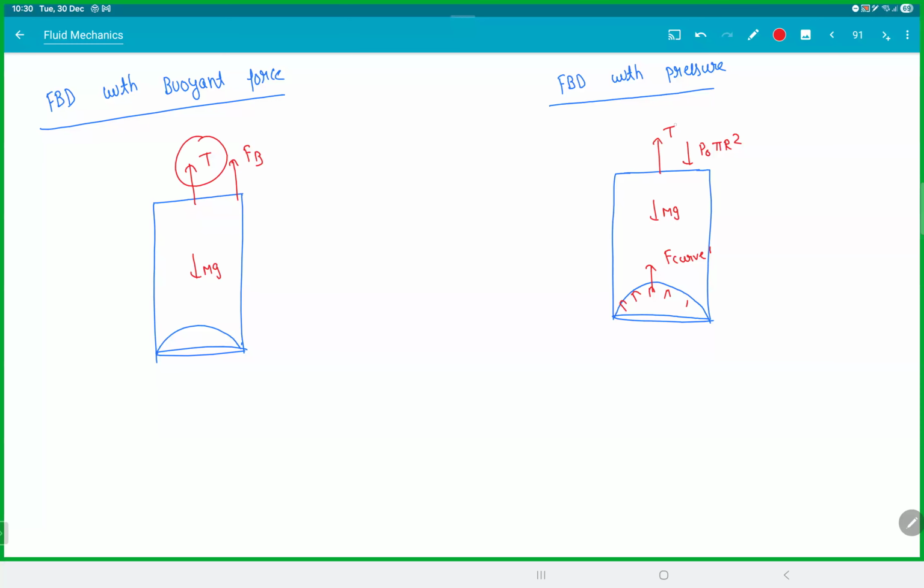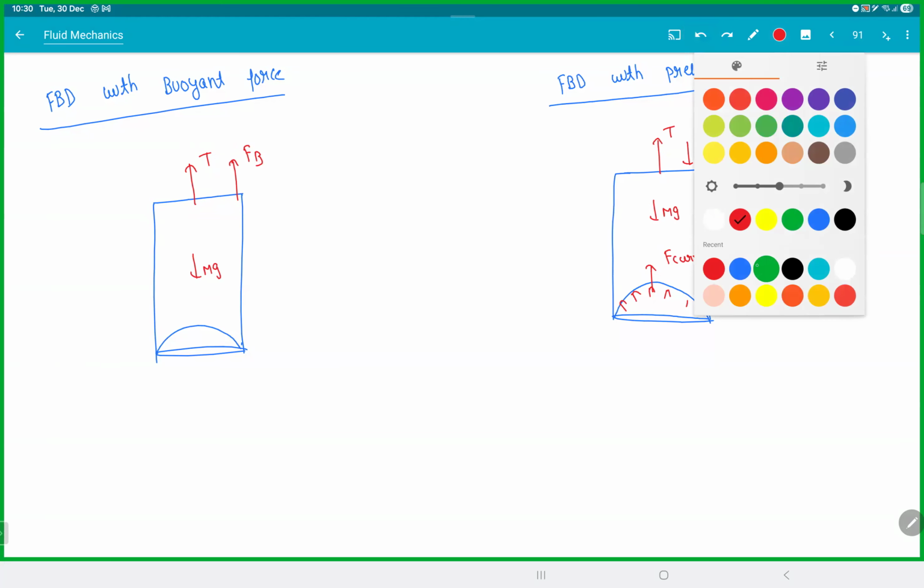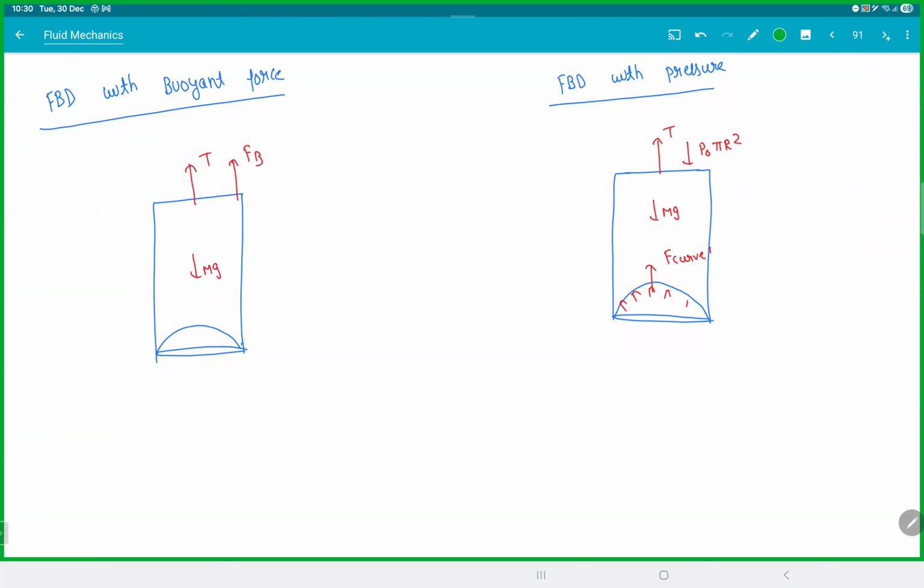So tension is in place of tension, mg is in place of mg. So in place of FB, you have P naught pi r square and F curved. And isn't that the definition of buoyant force? It's a difference in force due to the lower and the upper surfaces. So you can clearly see here, tension plus FB is equal to mg. So FB is mg minus tension. So here tension plus F curved is mg plus P naught pi r square.